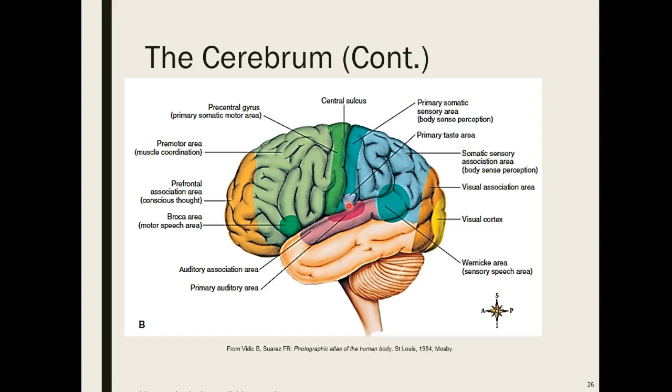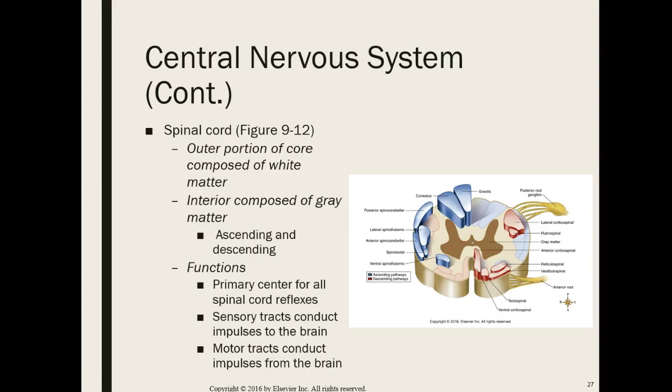You can see here is the primary taste area. Visual association occurs back here. Sensory speech is in this area. Auditory association would occur here. Kind of just the different areas of the brain.